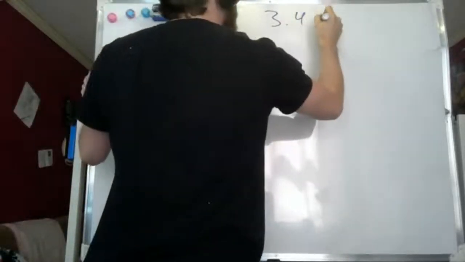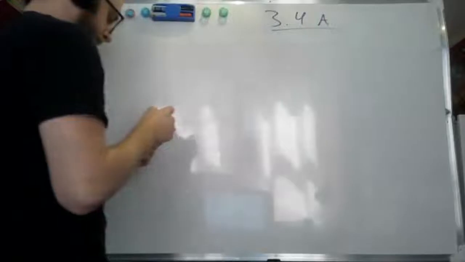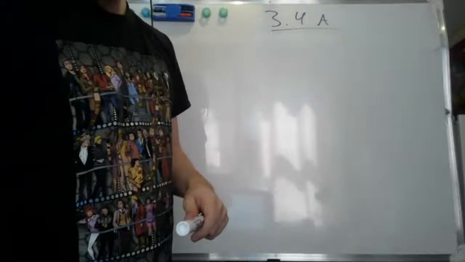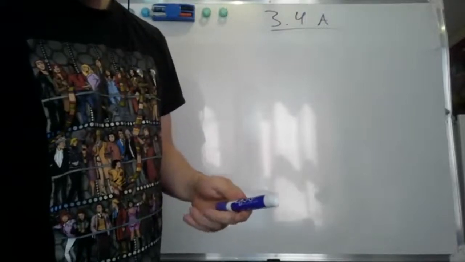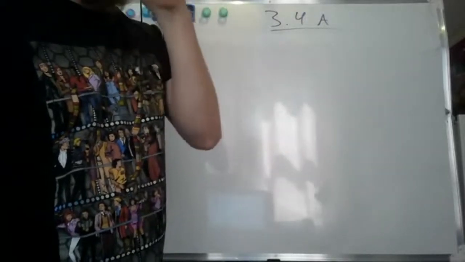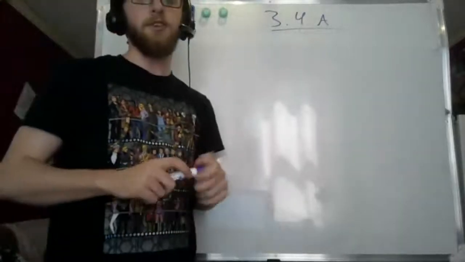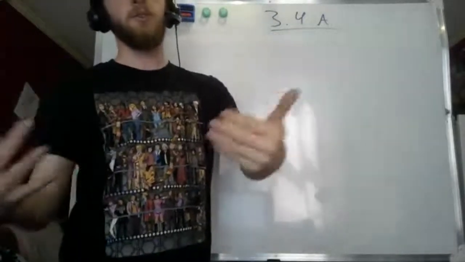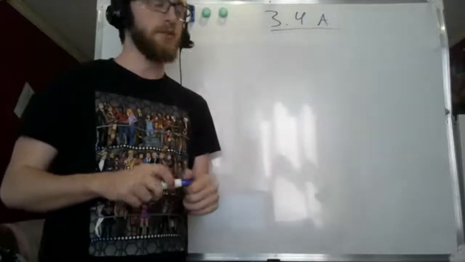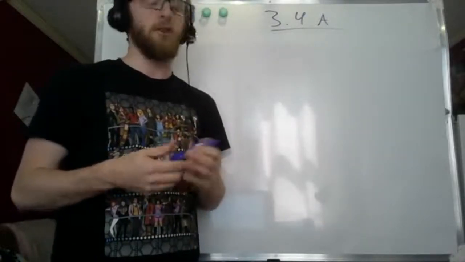So, derivatives. Today, first we want to cover some vocabulary for 3.4a. So here we go. 3.4a. First, let's talk about what it means for a function to be increasing and decreasing. It's relatively self-explanatory, but we want to talk about it in terms of mathematical symbols and mathematical vocabulary.